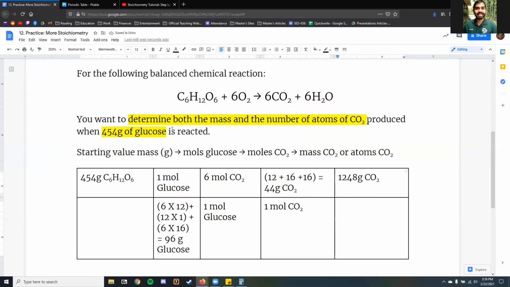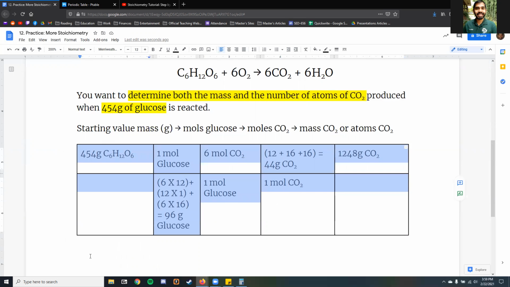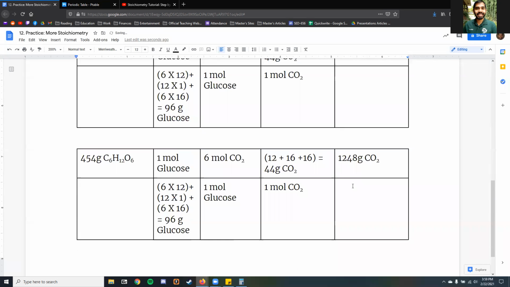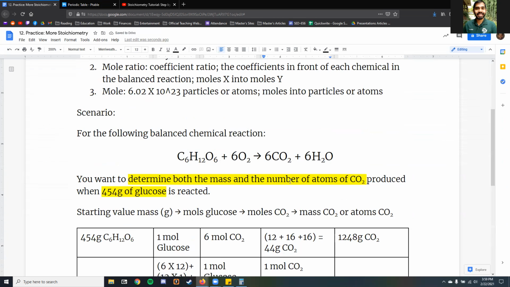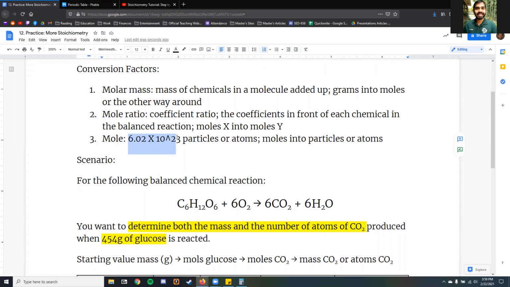And so we've determined the mass of CO2. If you take 454 grams of sugar, glucose, and you burn it, you make about 1,248 grams of CO2. Okay. So we figured out the first half. What we're going to do next is just copy this, Control C, paste it. And instead of mass this time, we're looking for particles. So particles, or atoms in this case, that's just your definition of a mole. 1 mole of anything is 6.02 times 10 to the 23 particles or atoms of the stuff.